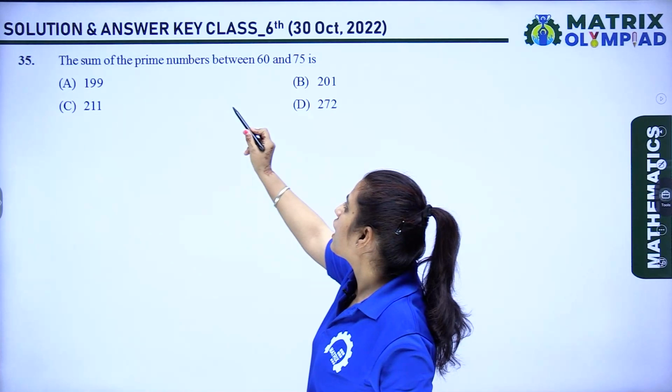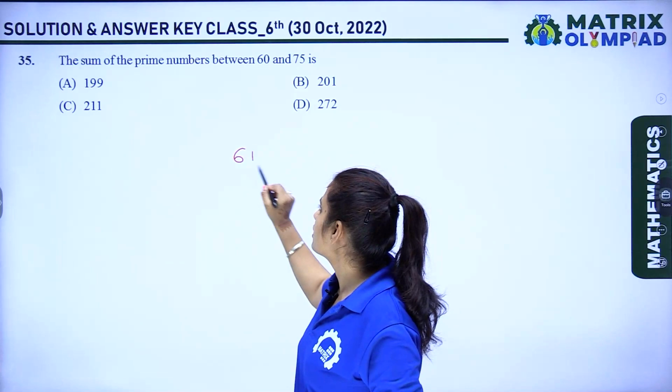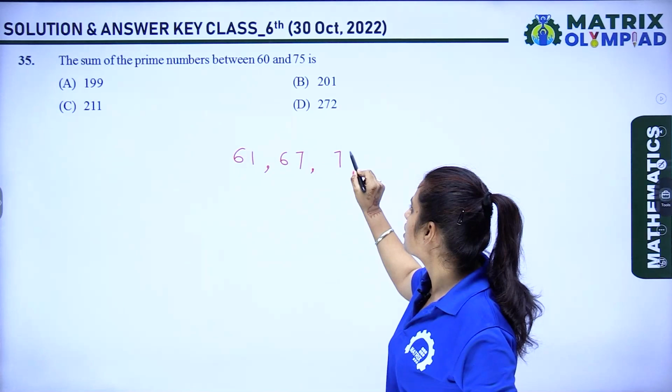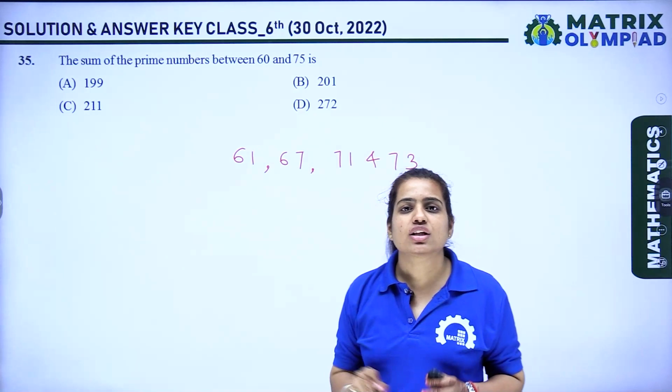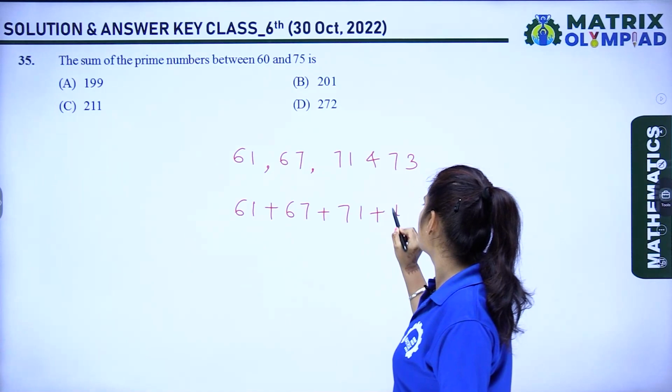So first of all, we have to find out the prime numbers between 60 and 75. So the prime numbers are 61, 67, 71 and 73. So these are the four prime numbers. So here we have to find out the sum. For sum, what we have to do? We have to add all these four numbers to find out the sum of these prime numbers.